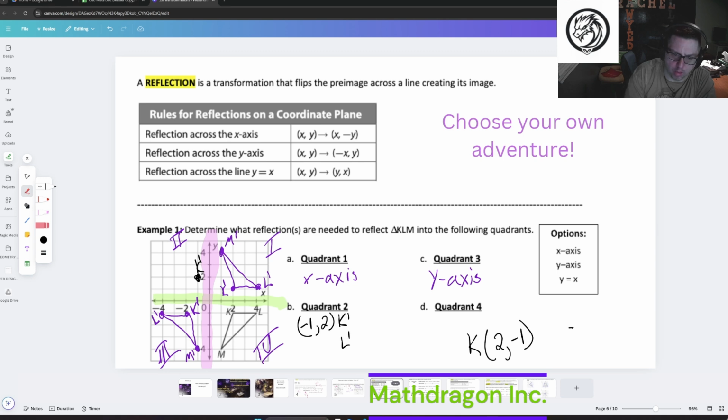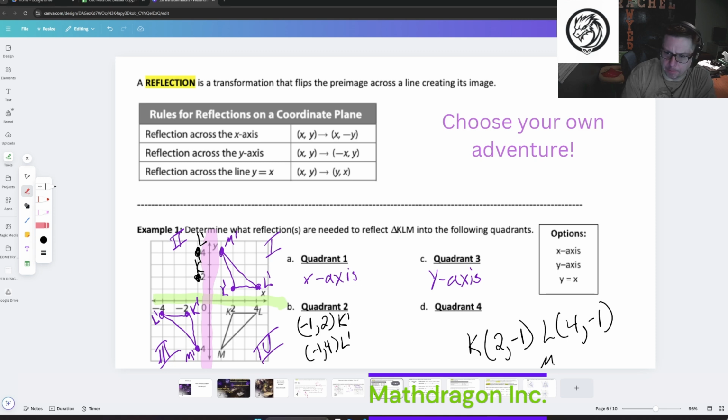Then we're going to do L prime. So L is 1, 2, 3, 4, (4, -1). That means we're going to do (-1, 4). So then we're going to go left 1, up 1, 2, 3, 4. And this becomes L prime.